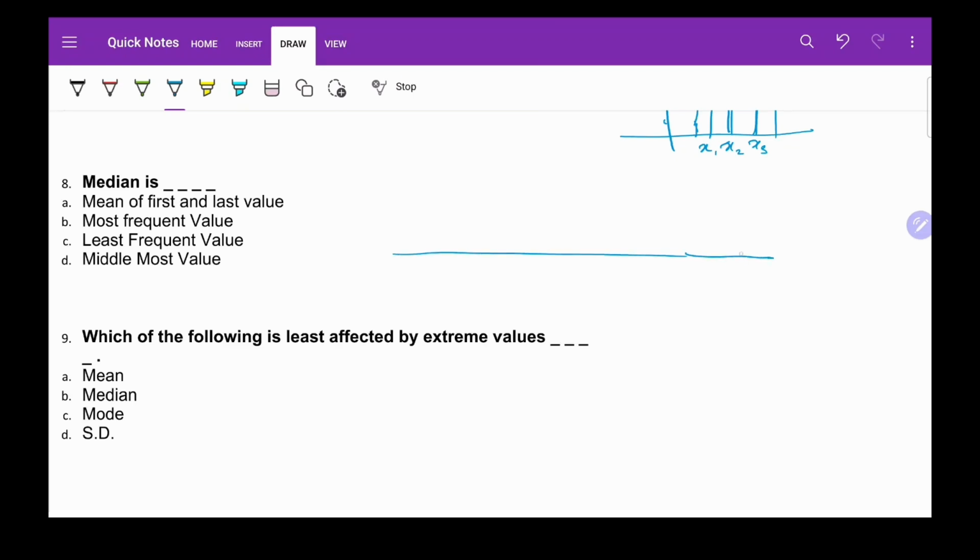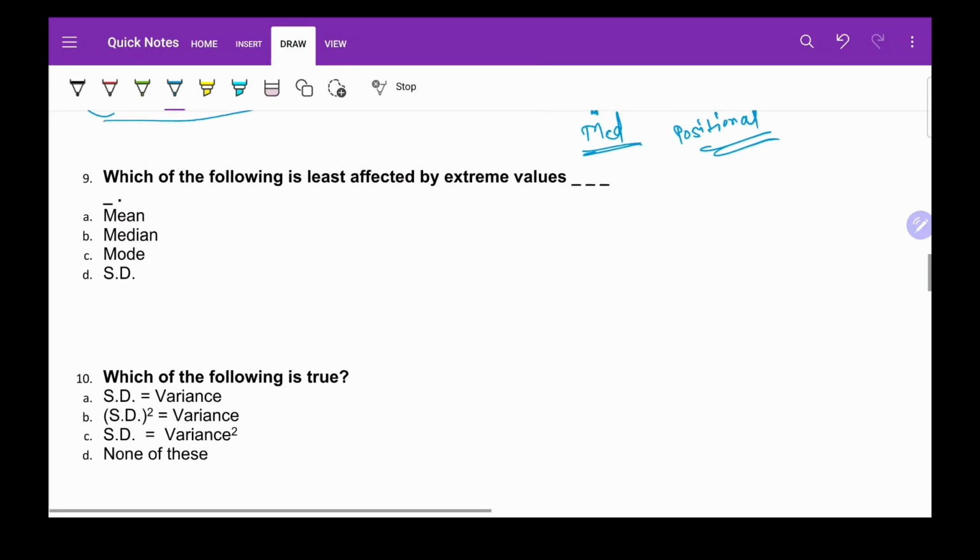Median is what? Median is positional average, which can divide our data into two equal parts. Okay, so the mean of first and last value? No. Most frequent value? No. Most frequent value is what? Mode. Least frequent value? No. Middlemost value. So the median is the middlemost value of our data set, which is known as positional average also, and which can divide our data set into two equal parts.